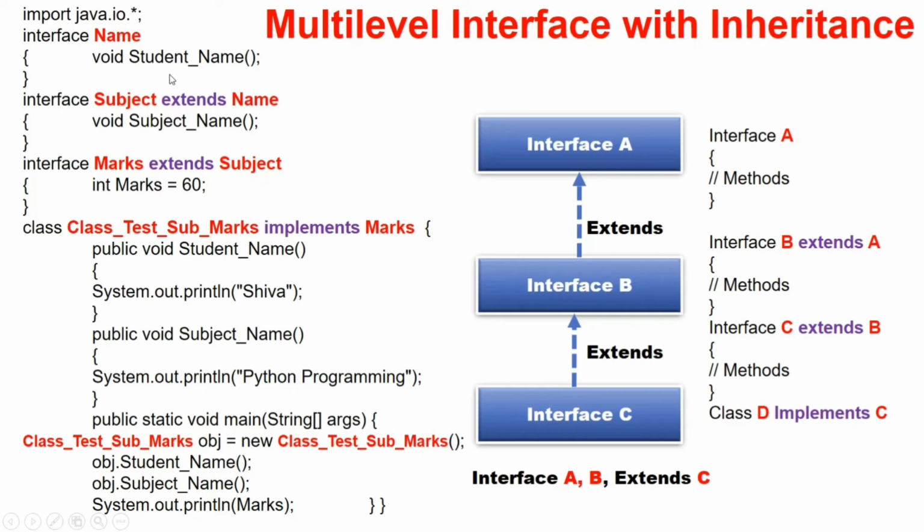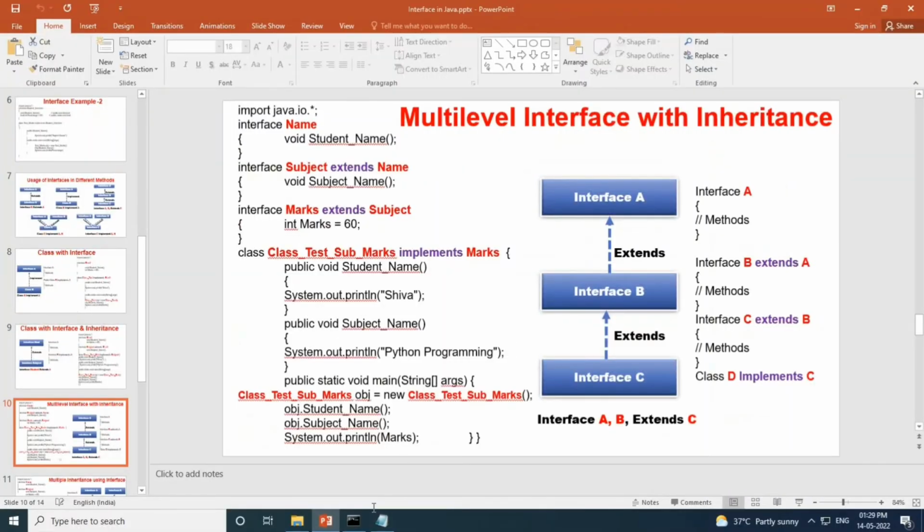So now we come to the implementation part. First we have student_name, so we are giving a message for that, and second one is subject_name. Here we are assigning a subject name and marks as well. Now we come to the main program. So this is our main program. We are creating an object to access the class. So first object is for displaying the student name, and second object is for subject name, and third one is marks. Let's see the output of this program.